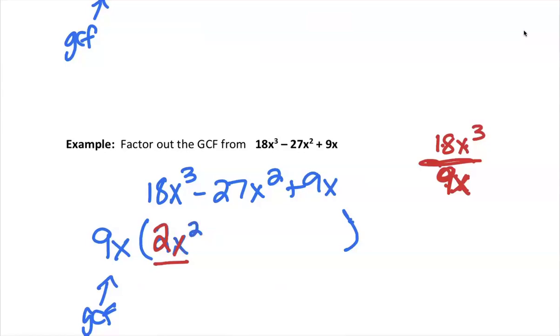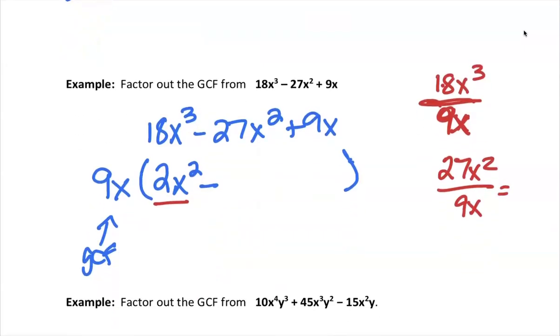You can think about it in terms of multiplying or dividing. Let's look at the next one. Minus what needs to be written here? I think about it in terms of multiplying. 9 times what is 27? 3. X times what gives me that x squared? X. But if that's not working for you, you can take the 27x squared divided by your GCF of 9x and then simplify that and you'll get the same thing, 3x plus, this would be 1. 9x times 1 would get us back to that 9x.